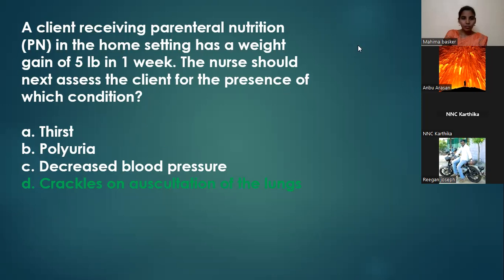Okay, next question. A client receiving parenteral nutrition in the home setting has a weight gain of 5 lb in 1 week. In just 1 week in the home setting, the weight has increased. The nurse should next assess the client for the presence of which condition? It is the condition where there is fluid overload in the body. Because the weight increase equals fluid increase, there is a chance of fluid in the lungs, so you have to auscultate the lungs for crackle sounds.